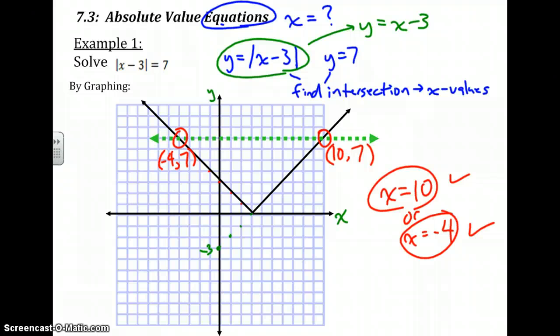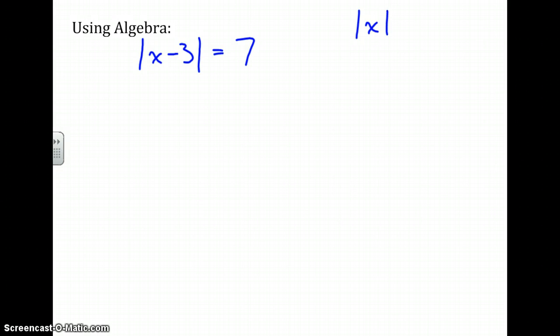A second way we can do this is to solve that same equation, but instead just use algebra. Our equation again was the absolute value of x minus 3 equals 7. Well, this one's a little bit complicated. What if I were to ask you the absolute value of x equals 2? What would be the possible x values there? Well, we know x could be 2, but x could also equal -2. The same idea applies here, and it's really handy. These are really easy to solve once you get the idea.